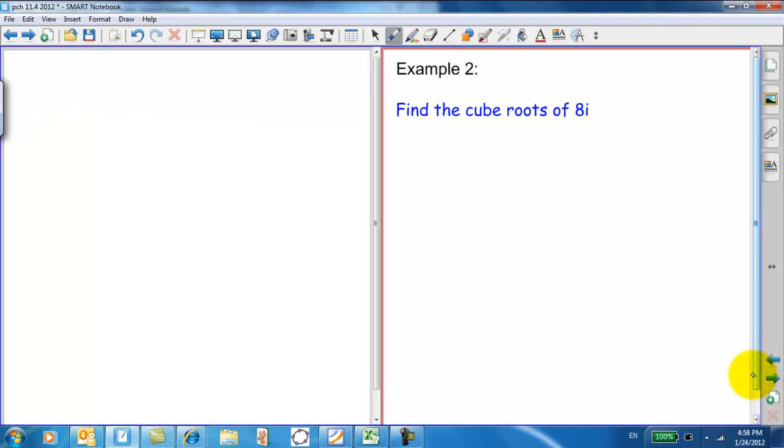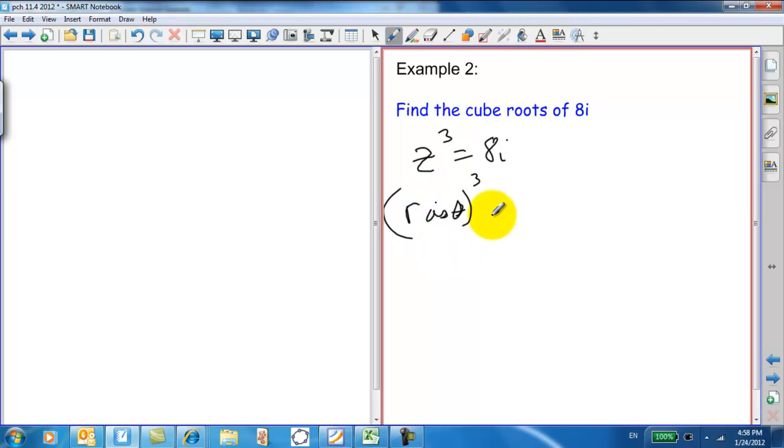Here we go. Now, the cube roots of 8i. Well, if I set up x cubed equals 8i, I don't know how to factor 8i. But we look at it as z cubed equals 8i. And z is r cis theta. Now, you can use r comma theta or r angle theta. Or I like writing out cis to remind me that I'm in polar form. We have to get 8i into polar.